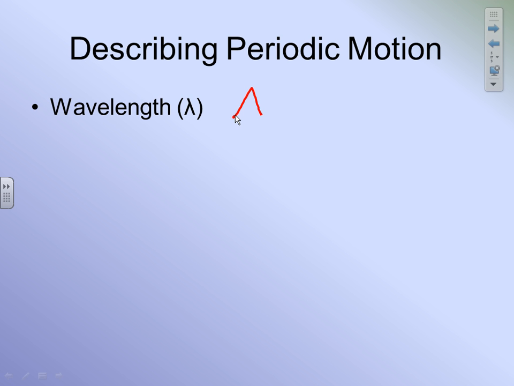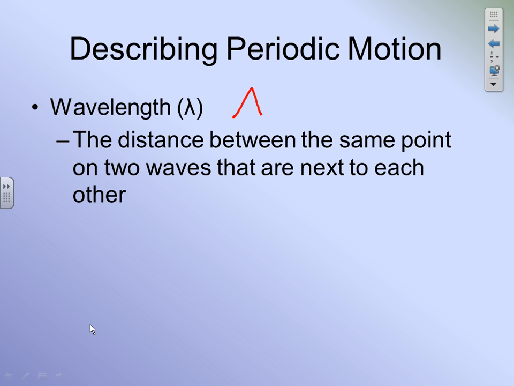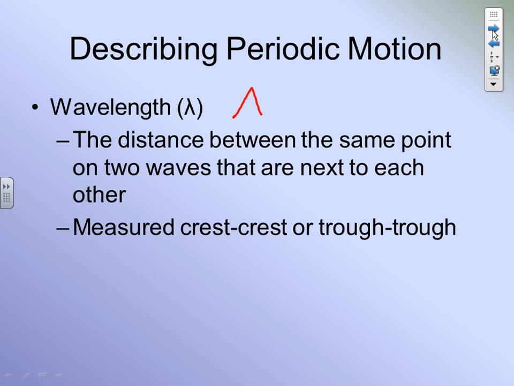Because of its name, wavelength would suggest that it's telling us about what? A distance, right? So it's the distance between the same point on two waves that are next to each other. This one really doesn't apply so much to the pendulum. It's kind of hard to talk about the wavelength of the pendulum. But if we get waves drawn on a paper, or if we look at a picture of waves, we can talk about how long it is from crest to crest, or how long it is from trough to trough. The same point on two consecutive waves.